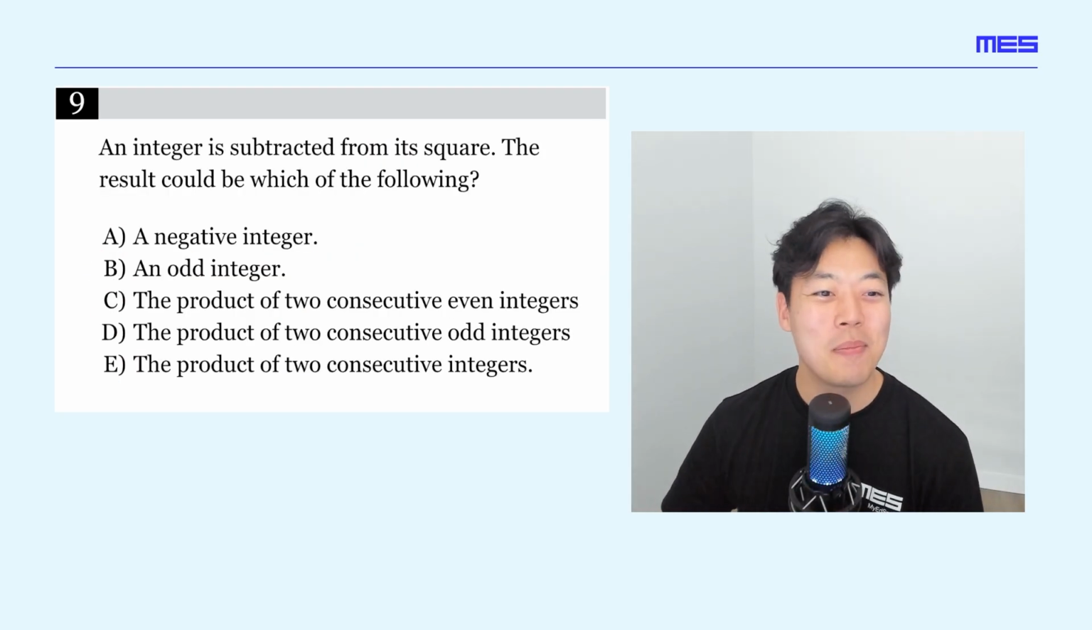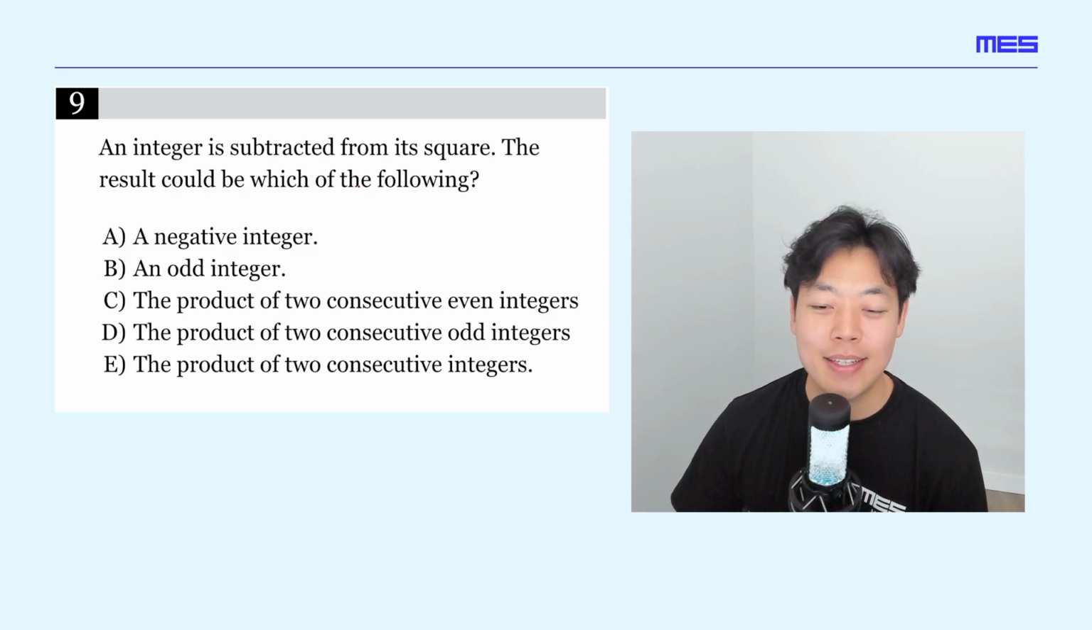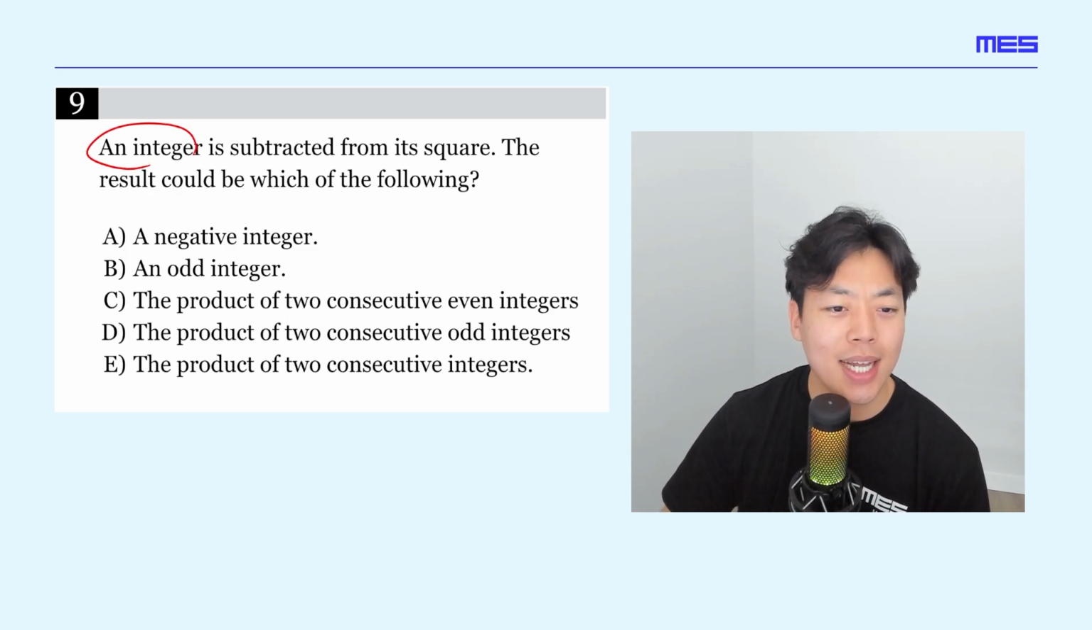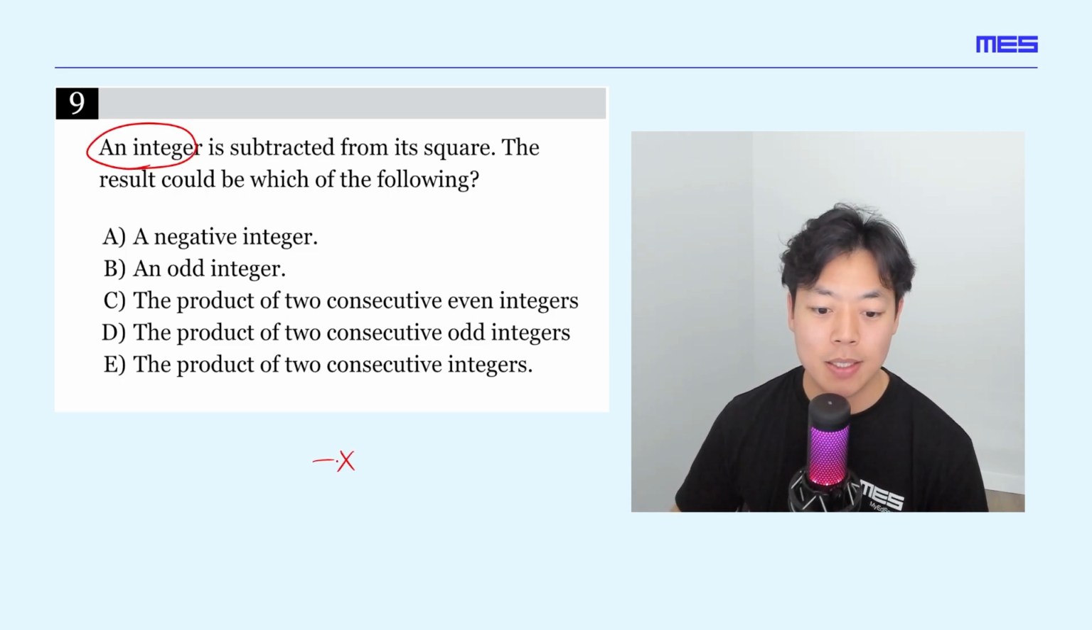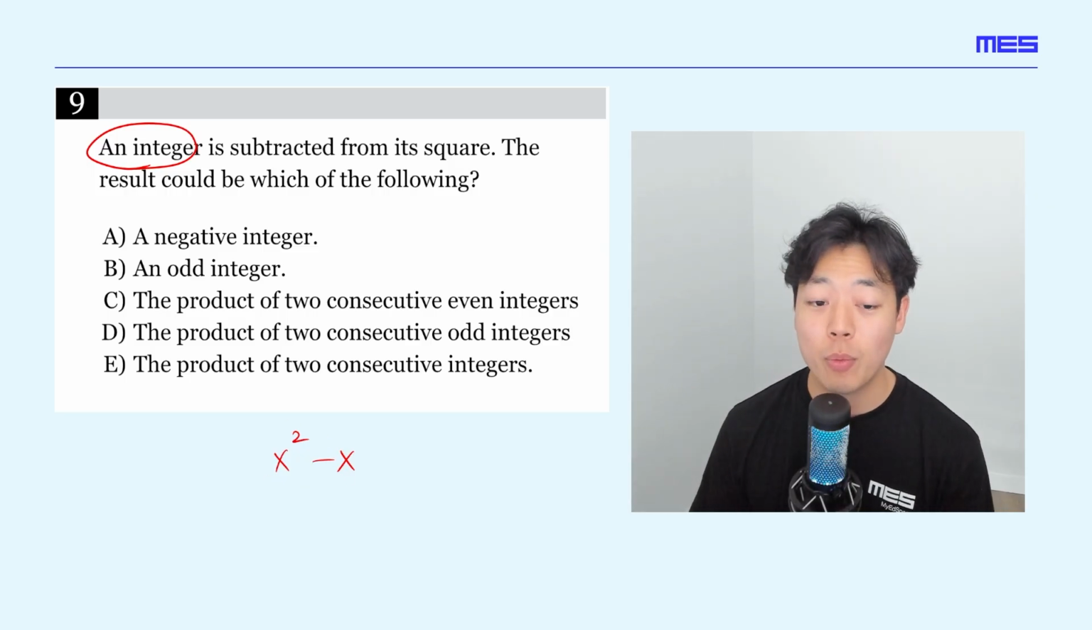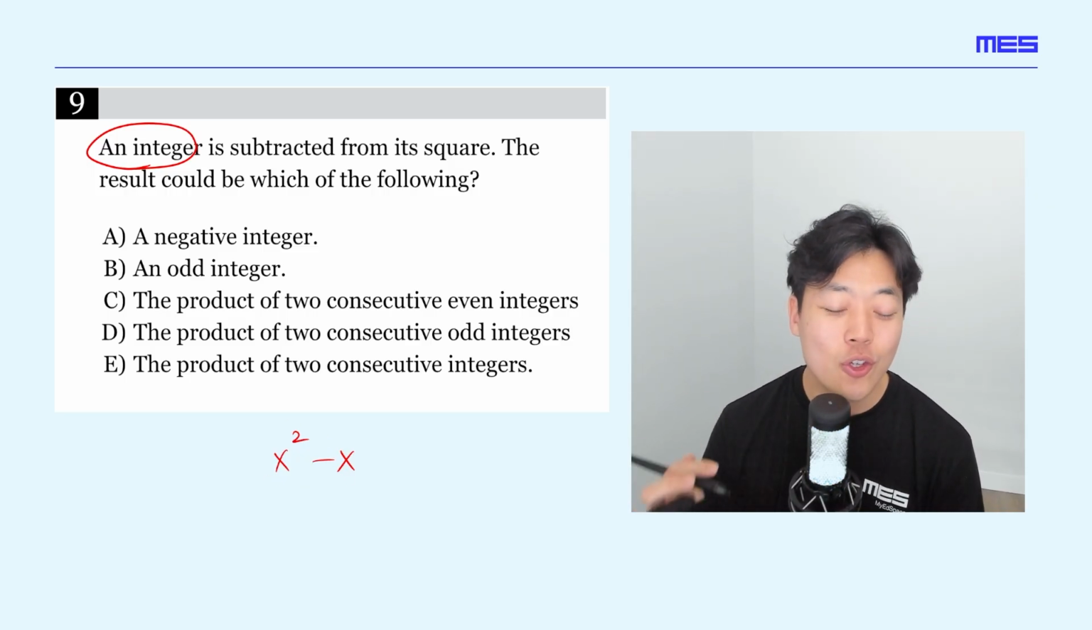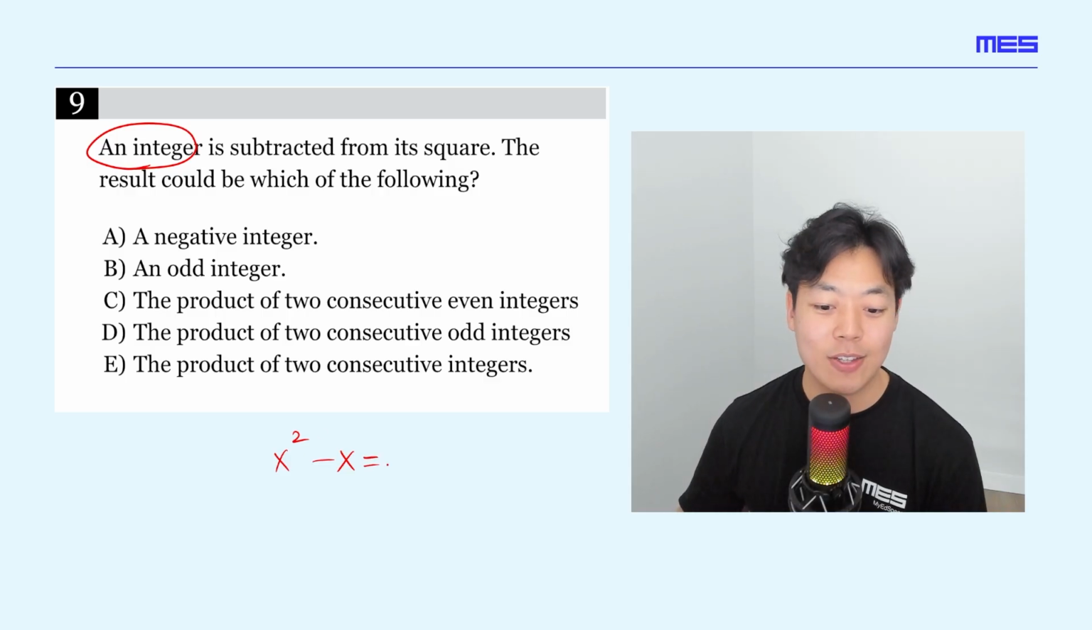Whew. Number 9. An integer is subtracted from its square. An integer, that's an unknown. So if x is subtracted from its square, what do you notice? This is a pattern that we need to recognize. Factoring is huge. Let's factor out an x.